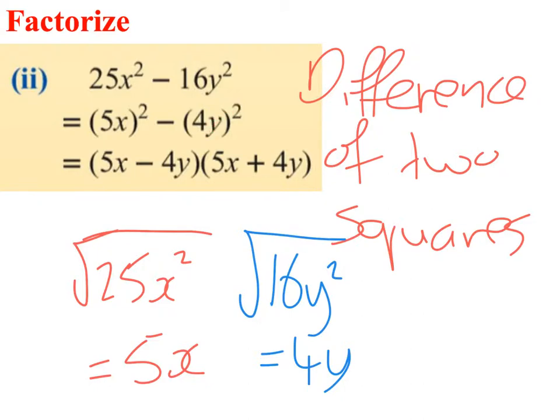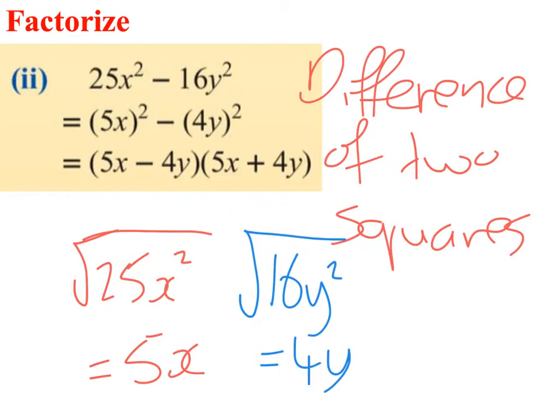So for the difference of two squares, we have two sets of brackets. We put the square root of the first term, so the square root of 25x squared is 5x. So that goes in the front of both brackets. And then the square root of 16y squared, which is 4y, goes in the back of both brackets. Now it does not matter if the minus comes first or the plus, so long as the 5x is at the front of each bracket and the 4y is at the back of each bracket.